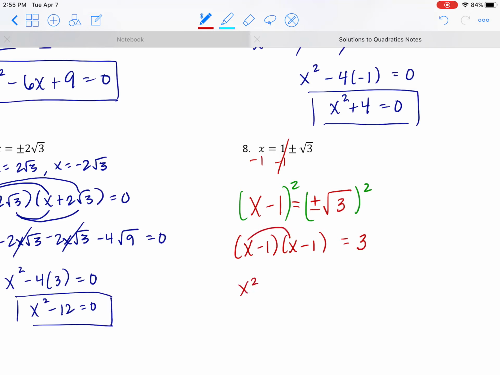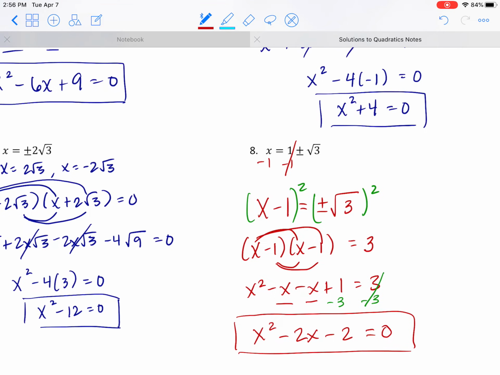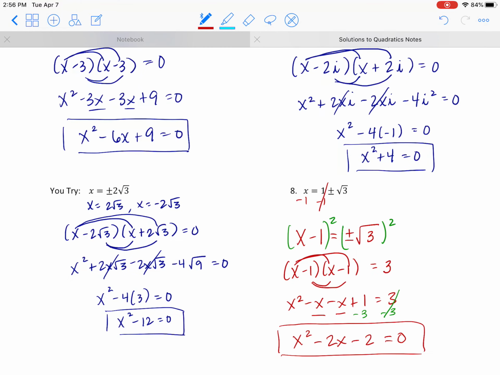So that's going to give me an x minus 1 times an x minus 1 equal to, what's the square root of 3 squared? Well, it's the square root of 9, but that's just going to be 3. And so if I FOIL this out, I have an x squared, a negative x, another negative x, and a positive 1 still equal to 3. And now I can subtract that 3 over. If I combine my like terms, I have x squared, negative 2x, 1 and negative 3 makes negative 2, and now it's equal to 0. And there's my equation that produced those two solutions.